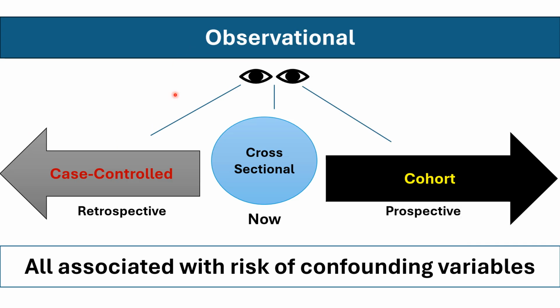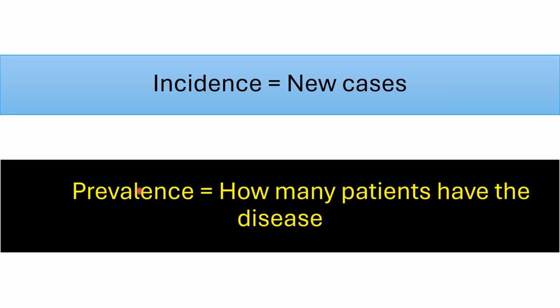Again, to review the different study designs we reviewed so far, a cohort study is a prospective study. A case-control study is a retrospective study. A cross-sectional study will give you information on what is happening now at a specific point in time. All of them are observational studies. We'll study the prevalence, and it is also very important to know that all of them are at risk of the presence of confounding variables.